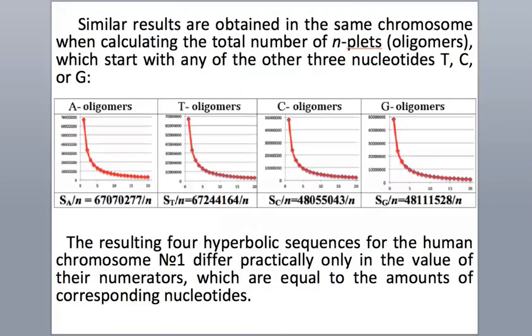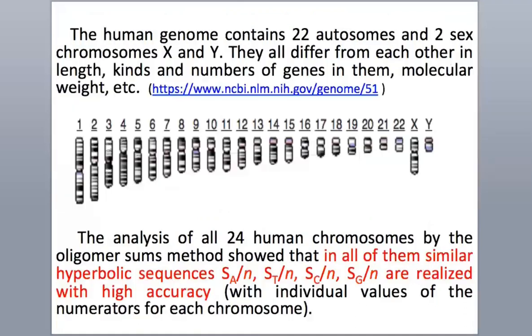Similar results are obtained in the same chromosome when calculating the total number of n-plets, oligomers, which start with any of the other three nucleotides, T, C, or G. The resulting four hyperbolic sequences for human chromosome number 1 differ practically only in the value of their numerators, which are equal to the amounts of the corresponding nucleotides.